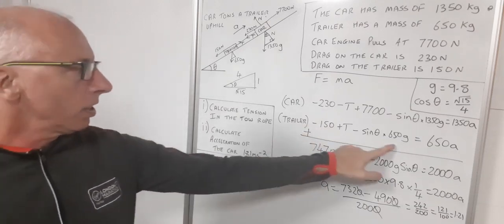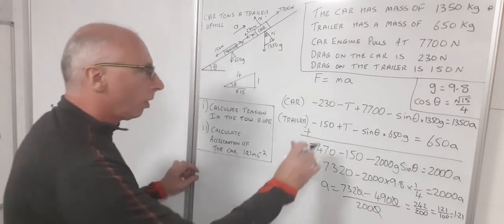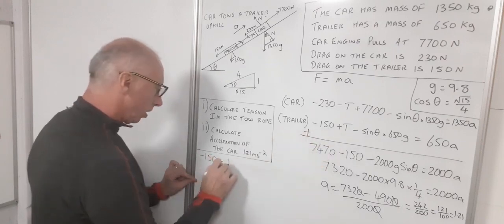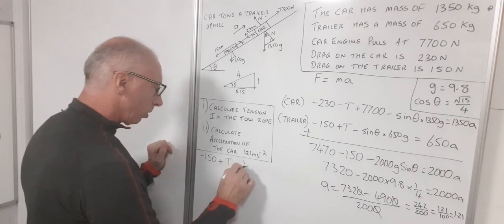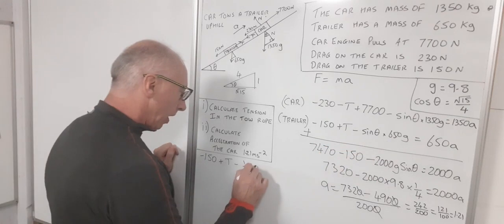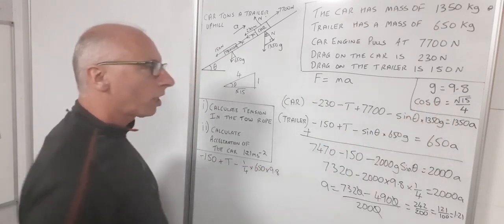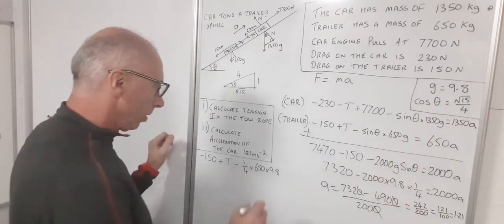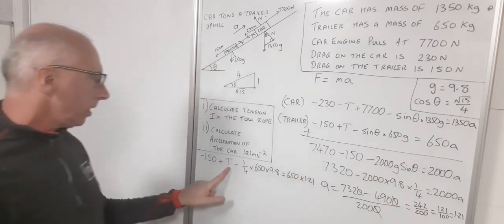This one looks the easiest one. So minus 150 plus T minus sine theta, which we worked out was a quarter. So minus a quarter, and that's going to be multiplied by 650g. So multiplied by 650 times g, which is 9.8, that's our gravitational constant. And it equals 650 times our acceleration, which was 1.21. So let's get T on its own.